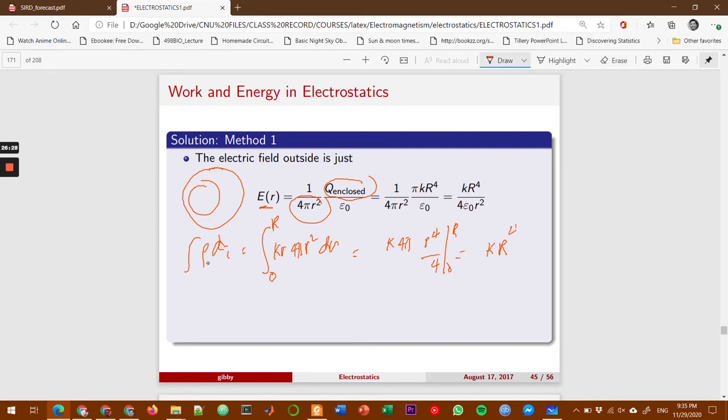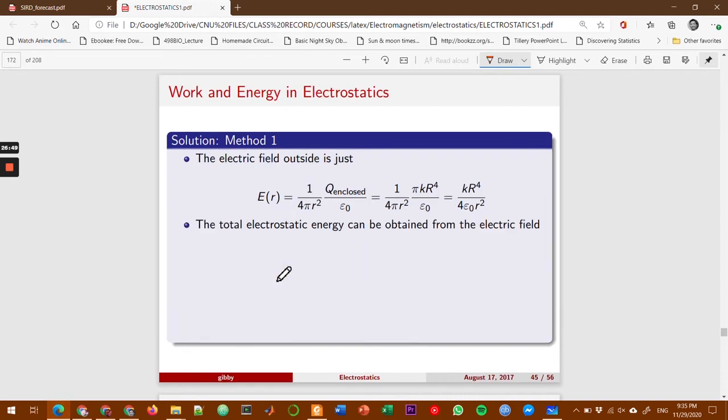K r to the 4th, okay? Pi cancel. Kami naman ang 4 ang na-cancel. And you have your 4 pi r squared sa ubos, you get this expression sa imong electric field. So far, so good.